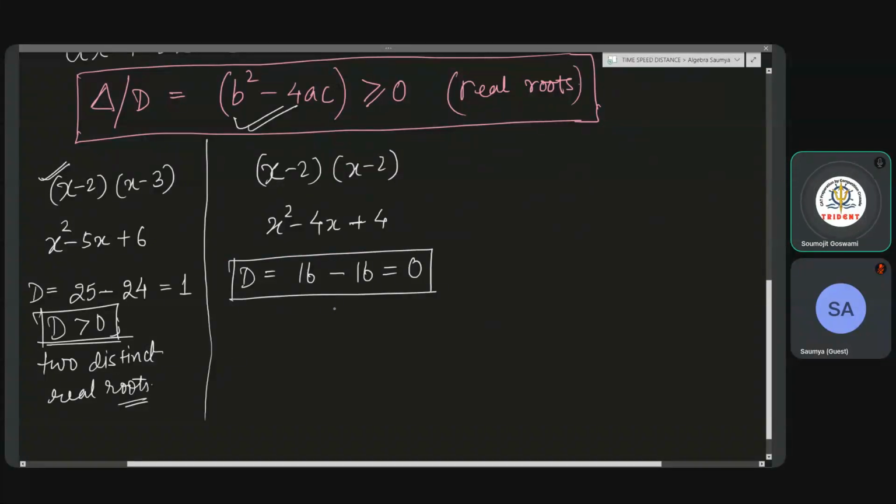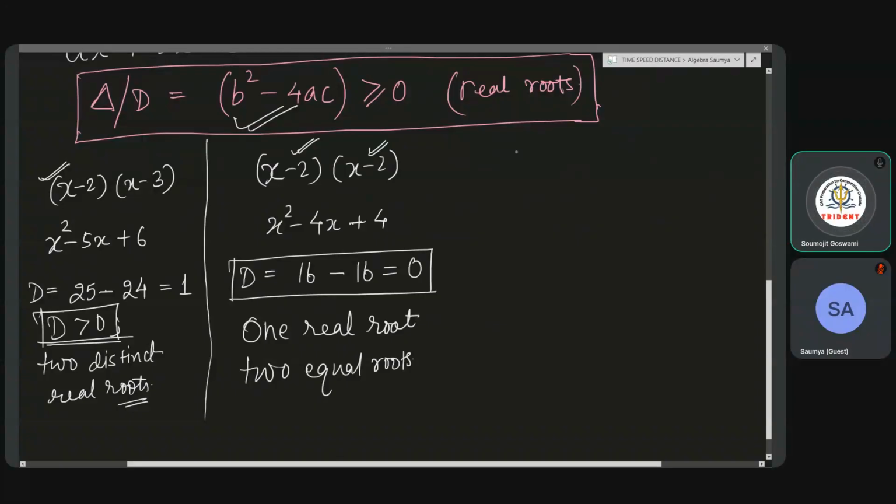When d is equals to 0, what is the unique thing about it? You can see it from this part also. There is only one real, or you can also say two equal roots. Okay, two equal roots you can write, or one real root, or yeah, we can write it like two equal roots.